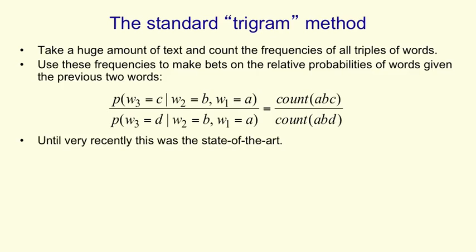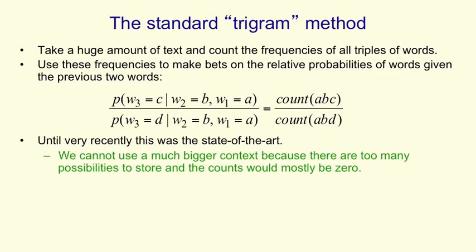Until very recently, this was the state-of-the-art method for getting the probability of the next word to help out the speech recognizer. We can't use much bigger context than two previous words because there are just too many possibilities to store, and if we did use bigger contexts, the counts would be mostly zero. Even for two-word contexts, there are many contexts that you will never have heard. For example, if I say dinosaur pizza, that's probably a string of two words that you've never heard before.